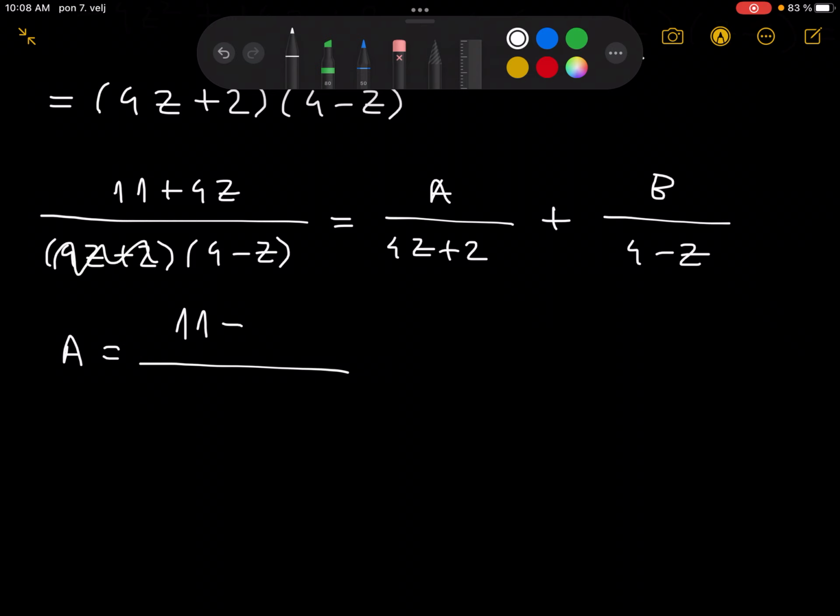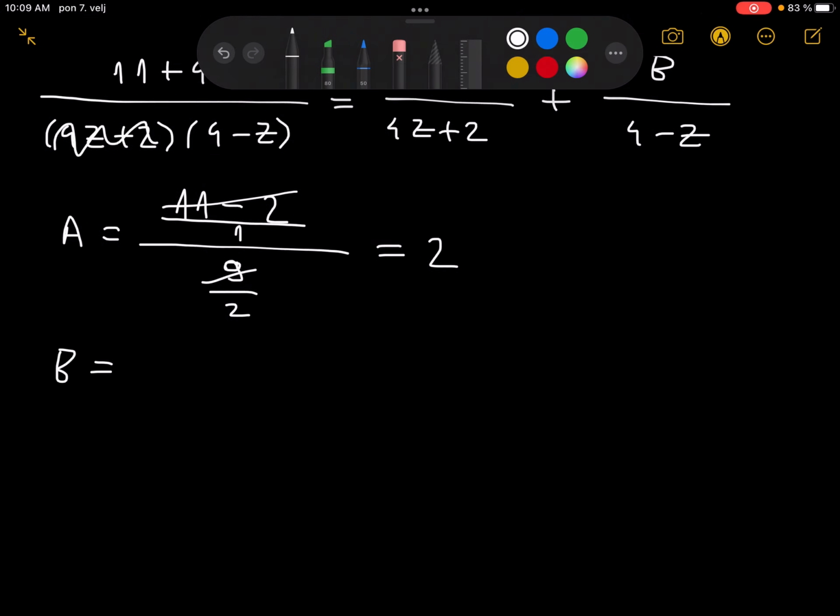minus 2 over 4 plus 1 over 2, which is the same as 4.5, which is the same as 9 over 2. And of course, this here is 1. So 11 minus 2 is 9, and this 9 cancels. So A is equal to 2.